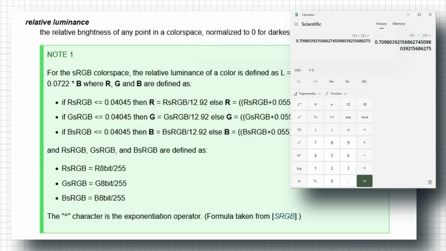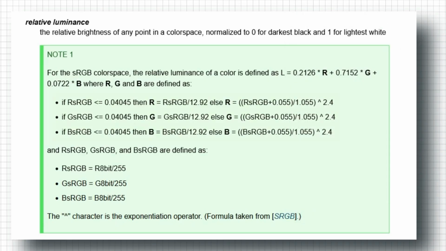Now, green and blue are easy because they're 0. 0 divided by 255 is still 0. Moving up, we plug those numbers into the next part, which is an if our sRGB is less than 0.04045.